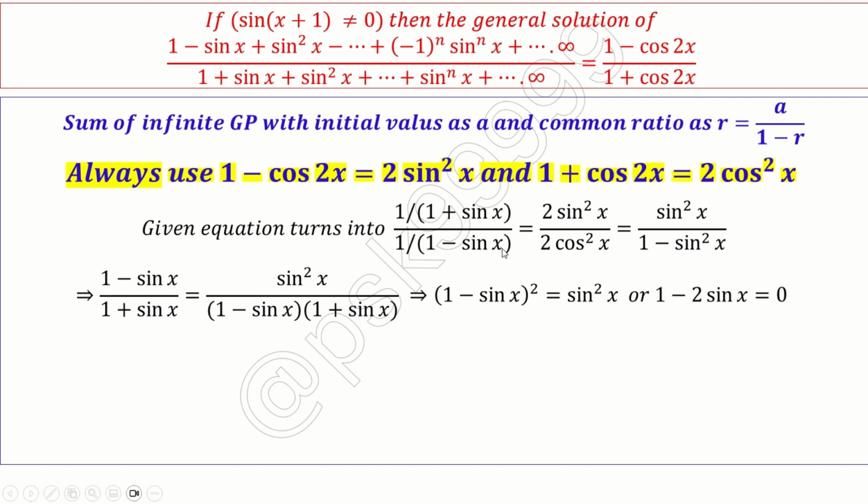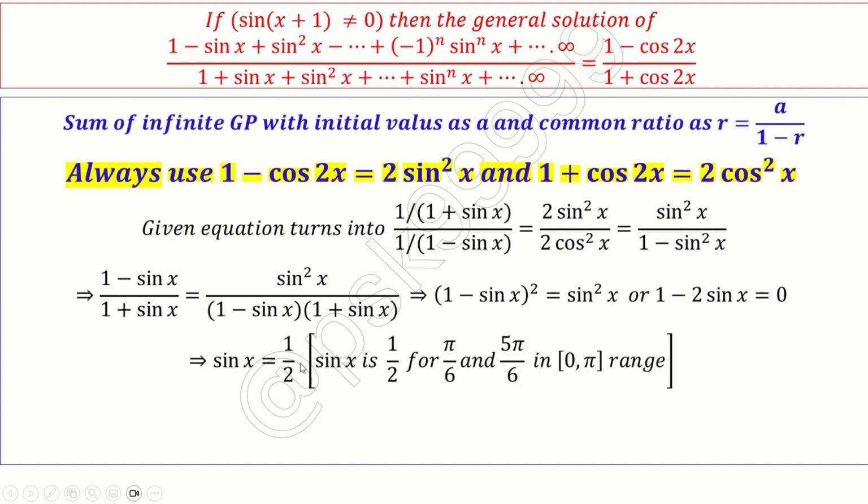Now I am left with 1 minus sin x divided by 1 plus sin x equal to sin square x divided by 1 minus sin x into 1 plus sin x. I am just expanding this one. Okay, which means I am left with 1 minus sin x whole square equal to sin square x. Okay, if I take the square root, I will get 1 minus 2 sin x equal to 0, or sin x equal to half, right? So simple replacement of this one has solved the problem for us.